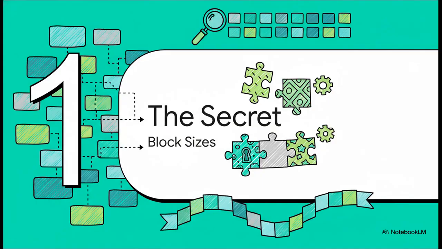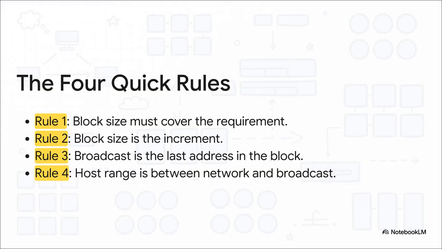So, what's the secret sauce? It all comes down to one single concept: block sizes. This idea is the key that unlocks the whole thing. Instead of calculating, we're going to start thinking in these simple, predictable chunks of addresses. It's really more about spotting a pattern than doing heavy arithmetic. This entire method is built on just these 4 simple rules. If you can get these 4 ideas down, you are pretty much halfway there. We're going to use these every single time, and you'll see how they make the process totally repeatable.